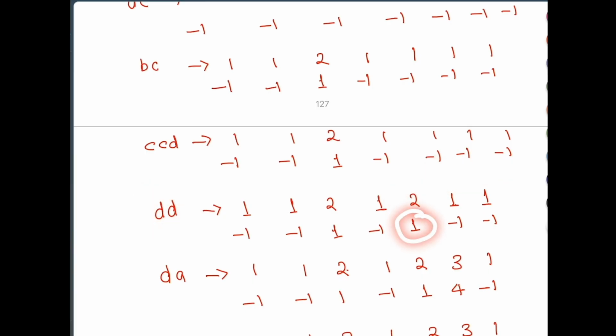Again, the parent of this is going to be 1 because before DD, we are storing DC, right? So DC is at index number 1, so the parent is 1.